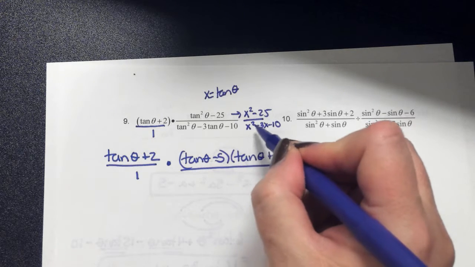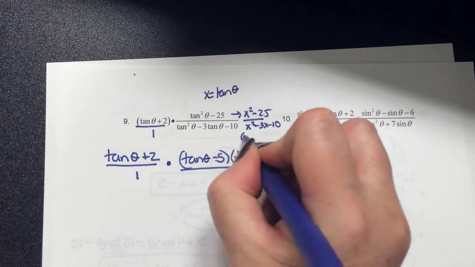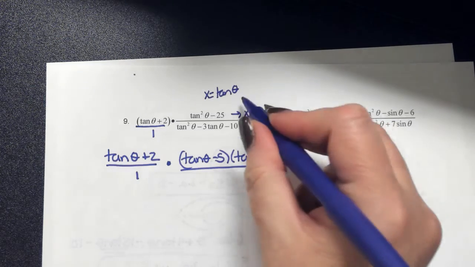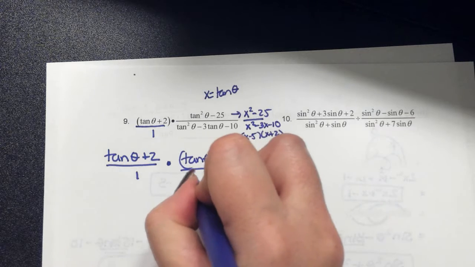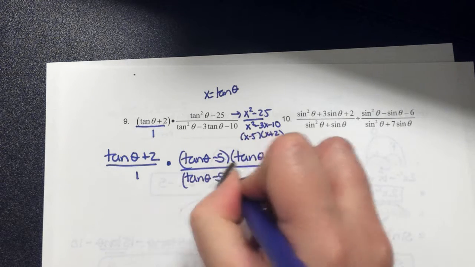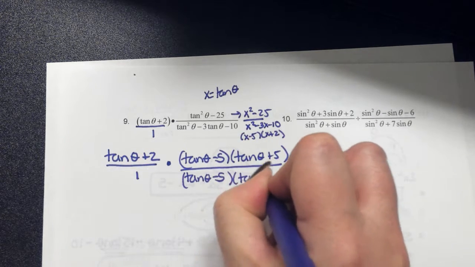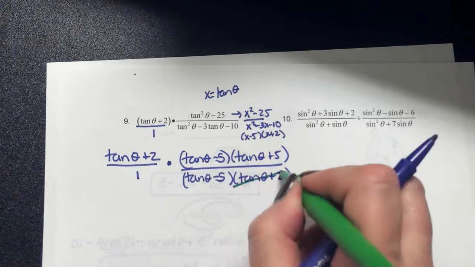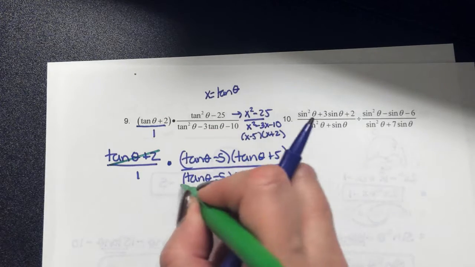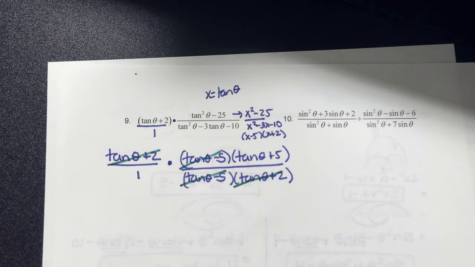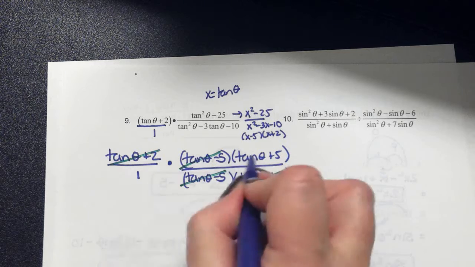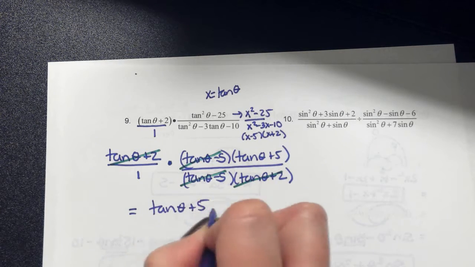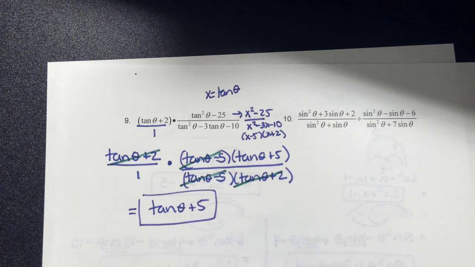So if I factor x squared minus 3x minus 10, that factors into x minus 5 times x plus 2. Now replace x with the tangent. So tangent theta minus 5, tangent theta plus 2. Notice I can cross cancel that tangent theta plus 2, cross cancel or cancel out the tangent theta minus 5. So now when I multiply straight across, I'm just left with a tangent theta plus 5 in the numerator over 1, or just a tangent theta plus 5.